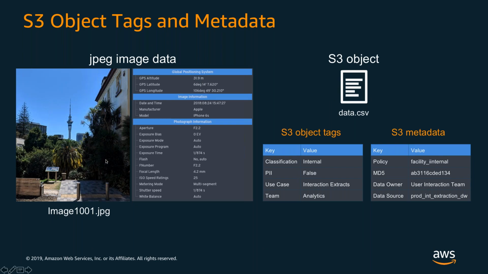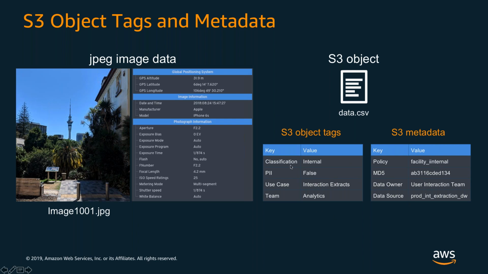Just recently I was in New Zealand, so I've got this photo here. I thought it was a pretty good photo. And you can see when you take a photo with a camera, it actually creates EXIF data, or metadata, about the image. The data isn't actually attached to the image, but is effectively attached to the file. This is conceptually the same when we're working with S3 object tags and metadata.